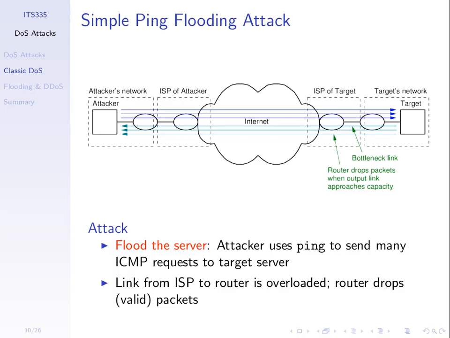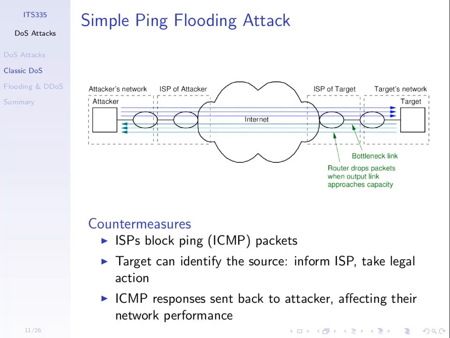So the idea is to flood the server. The attacker uses ping to send many ICMP requests to the target server. It overloads the link to the router of the target network, and that starts to drop the valid packets, the packets of the normal users trying to access that website. How do we stop that? What are the countermeasures we have available?